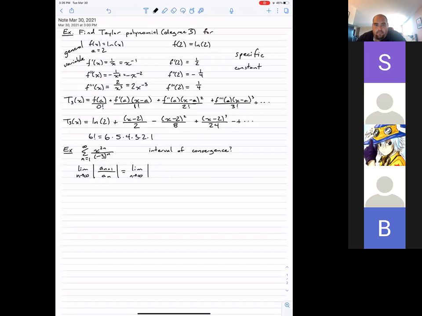On the top would be x to the 2 parenthesis n plus 1. And then divided by -3 to the n plus 1 power. And then basically just multiply that by the reciprocal of what I was given. So x to the 2n. All right, and I want this thing to be less than 1.